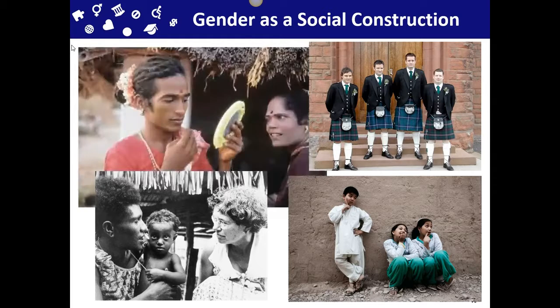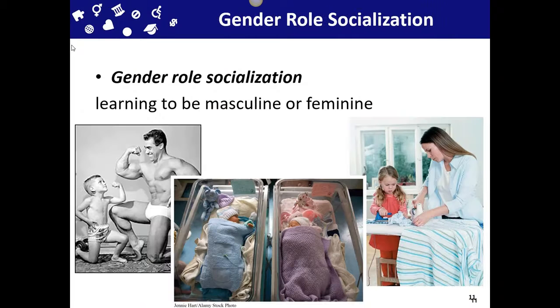We also see that gender changes over space. So when we look at culture to culture, we see that there are different gendered expectations, even different allocations for understanding gender identities, right? And down here at the bottom left, we see Margaret Mead, who was an instrumental anthropologist in helping to discover some of the differences in gender cross-culturally.